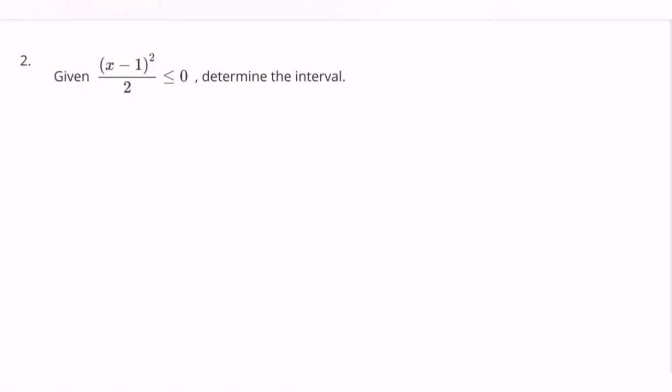By referring to the second question, given we have x minus 1 squared over 2 less than or equal to 0. Determine the interval. For this case, what we have to do is to refer to the numerator, and we have x minus 1 squared. This is always positive. Then focus on the 2, also the same, always positive. So we have a positive value over a positive value, then we will have a positive value. Referring to the question, they said that the expression must be less than 0.